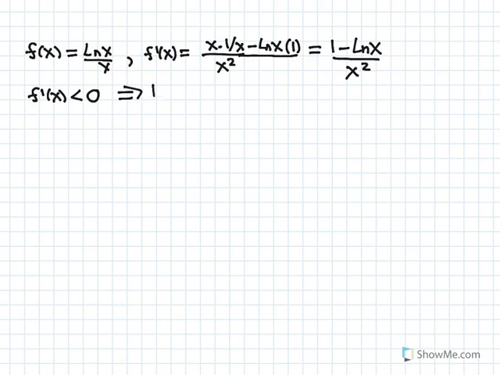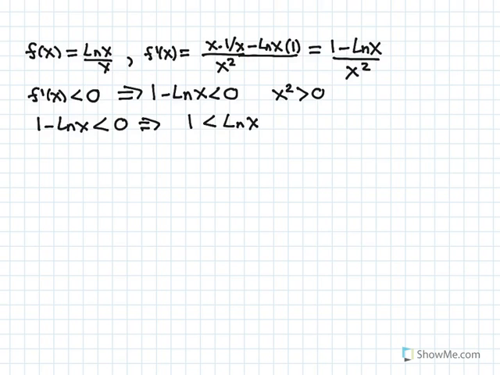So let's make the numerator negative. 1 minus log x is less than 0. And we know x squared is always larger than 0. So making 1 minus log x less than 0, let's solve for x. That means 1 is less than log x. Exponentiate both sides, and we get e to the 1 is less than e to the power of ln x. And e to the power of ln x is equal to x. That means x larger than e.